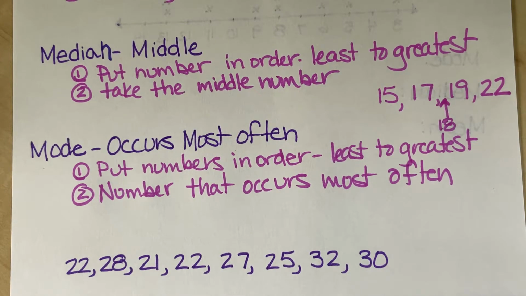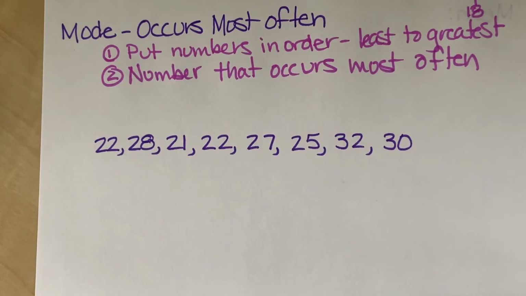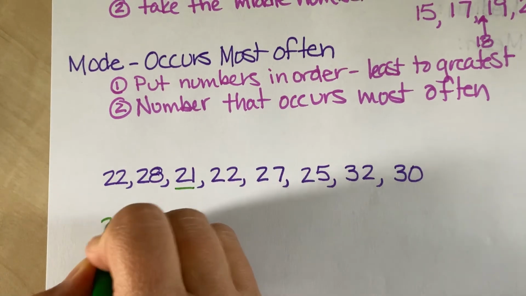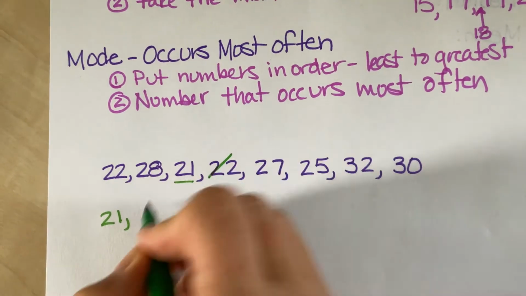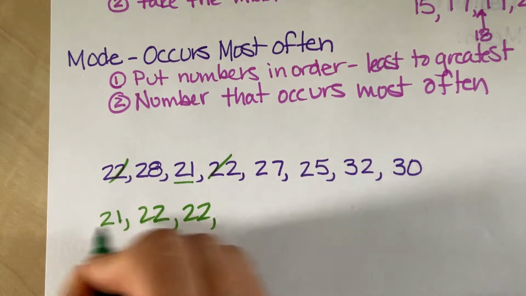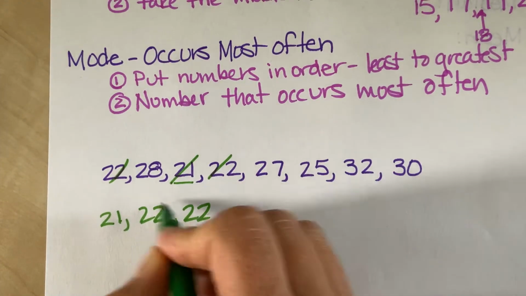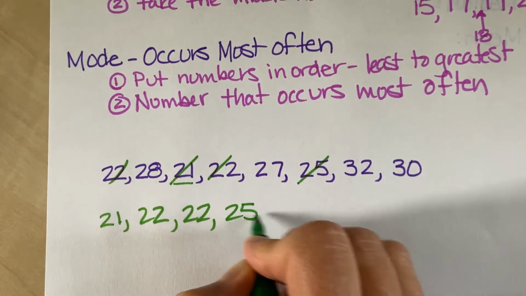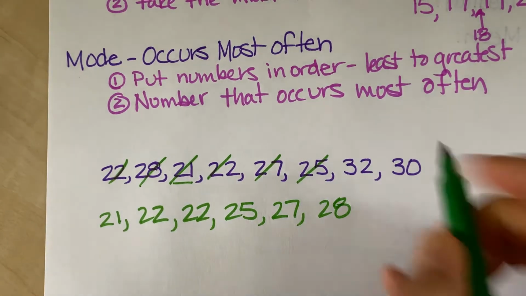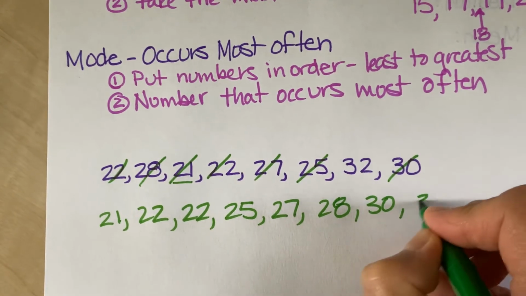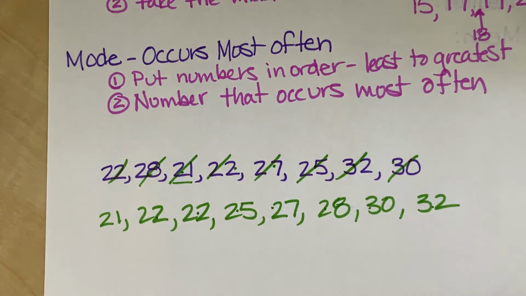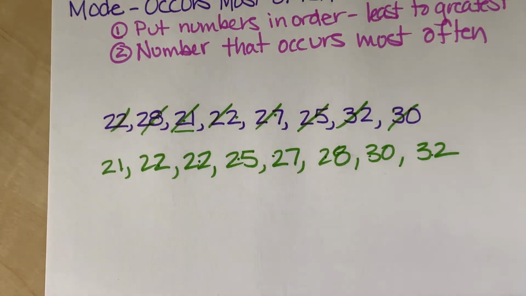So the first thing I'm going to do is put them in order from least to greatest because even though I don't need that for the mean, I do need it for the median and the mode. It just makes my life easier. So I'm going to say 21, 22, there's another 22. I'm just crossing them off so I don't forget something. Oh, I forgot 21. Oh, I used 21. I would say 25, 27, 28, 30, 32, okay? I had 1, 2, 3, 4, 5, 6, 7, 8 numbers. It's important to count them because sometimes you forget something and then it throws everything off.